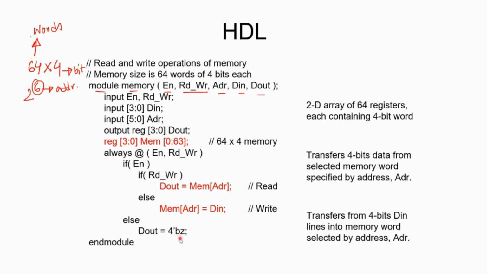Else, d out is equals to high impedance. That means you haven't selected or enabled the whole memory. আপনি enable করেন নাই, 0 বসায় রাখছেন, সো তার মানে আপনার আউটপুটটা হাই ইম্পিডেন্স চলে আসবে। So this is how to declare a 64 into 4 RAM, okay.